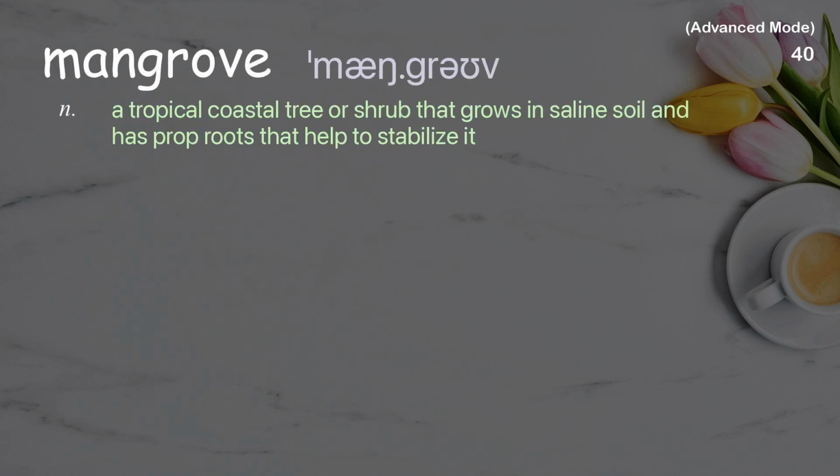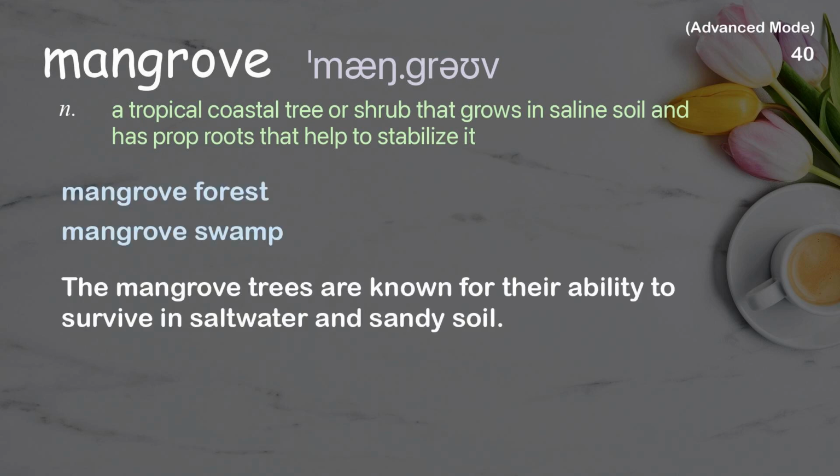Mangrove. A tropical coastal tree or shrub that grows in saline soil and has prop roots that help to stabilize it. Examples: Mangrove forest. Mangrove swamp. The mangrove trees are known for their ability to survive in saltwater and sandy soil.